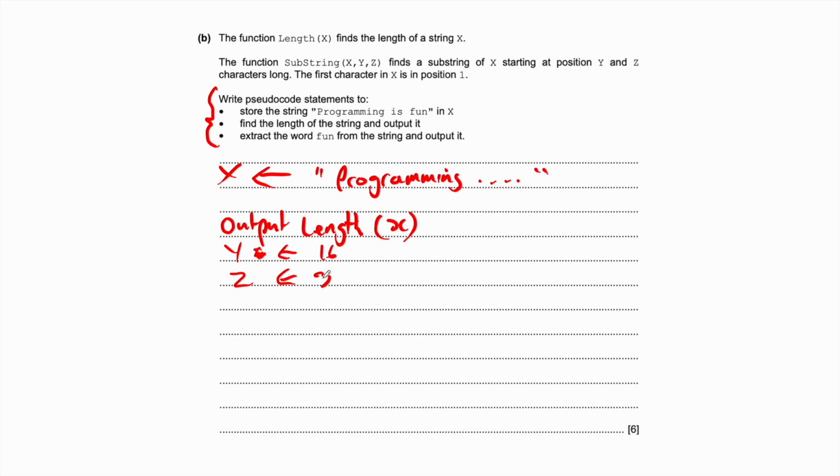Okay, and then all we've got to do is plug those things into our function. So we're going to say output, and then the name of the function, which is substring, followed by brackets. X is going in there, y is going in there, and z is going in there. Now there might be a little wiggle room here about how you do this, but broadly speaking, that's going to be lined up quite well with the mark scheme. Let's jump over and take a look.